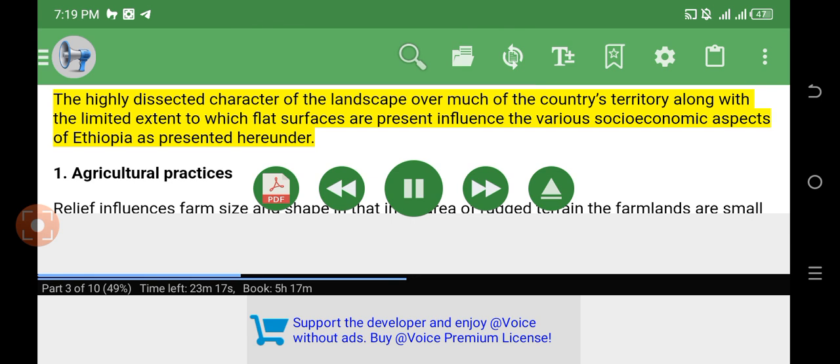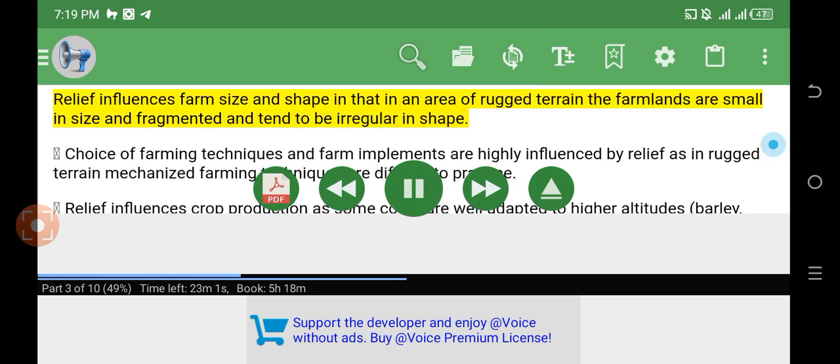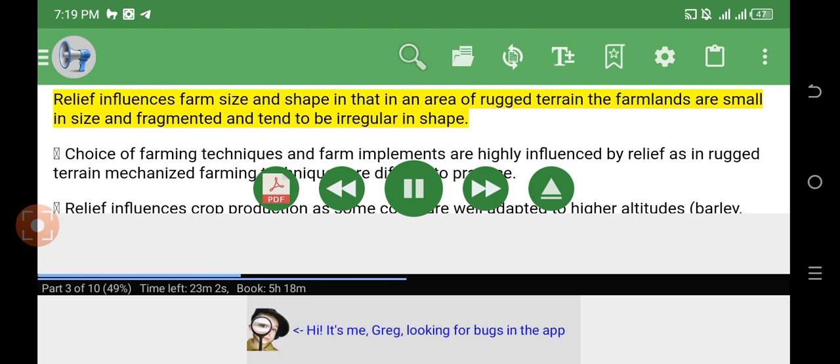1. Agricultural practices. Relief influences farm size and shape, in that in an area of rugged terrain the farmlands are small in size, fragmented, and tend to be irregular in shape. Choice of farming techniques and farm implements are highly influenced by relief, as in rugged terrain mechanized farming techniques are difficult to practice.